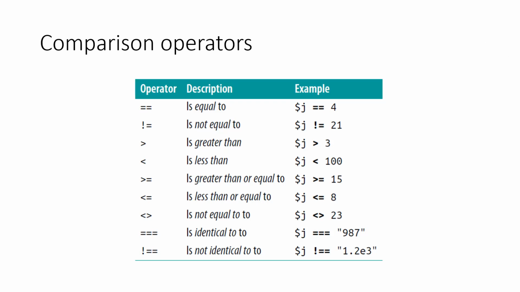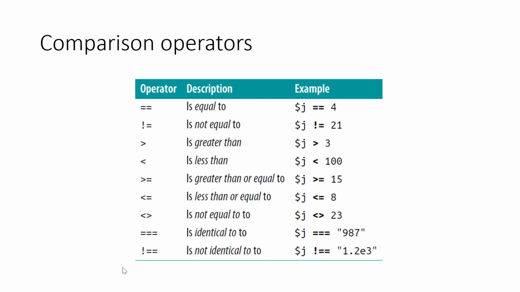Now, for example, if you check whether this is not equal, echo, let's say $j is not equal to 4, you should be getting the answer. We can check whether it's equal to 0 and not equal to 0. Similarly, we can check whether the value is greater than, less than, greater than or equal to, less than or equal to, not equal to.